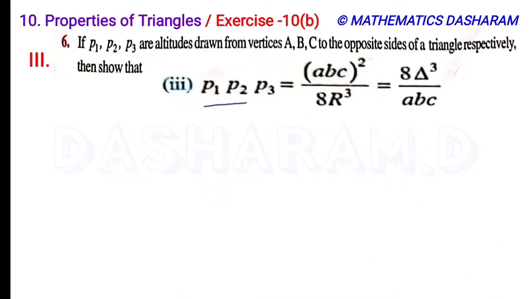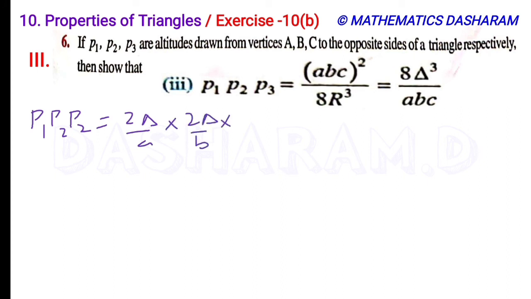Third problem: P1 into P2 into P3 equals abc whole square divided by 8R cube, which equals 8 delta cube divided by abc. First take the LHS, P1 into P2 into P3. So the P1 value is 2 delta divided by a, the P2 value is 2 delta divided by small b, and the P3 value is 2 delta divided by small c. So it equals 8 delta cube divided by abc.